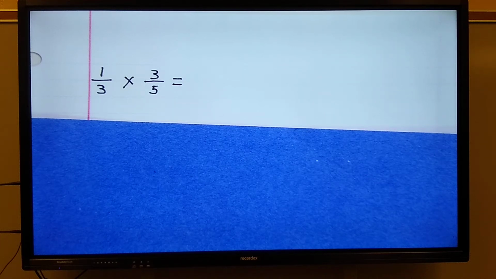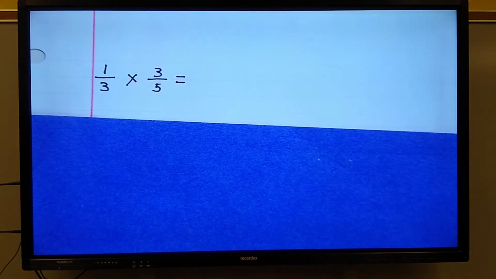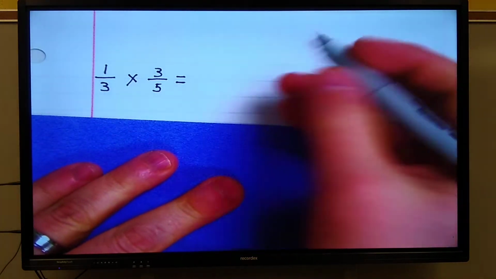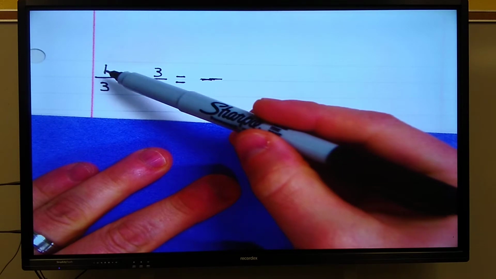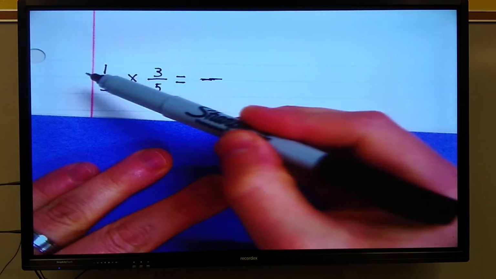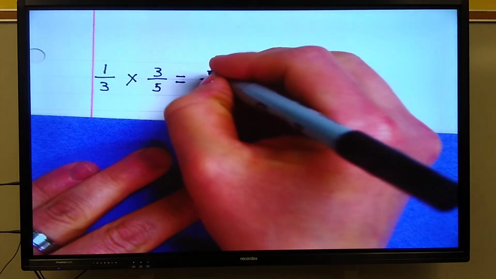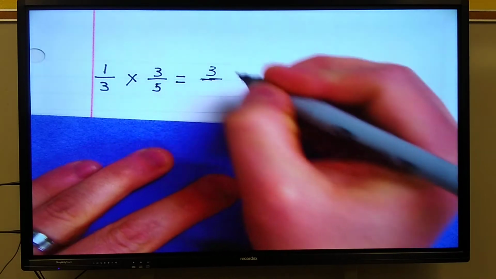Hello, fifth graders. It is time to teach you how to multiply fractions. It's very, very easy. All right. The first thing you do is you multiply numerator times numerator. 1 times 3 is 3.